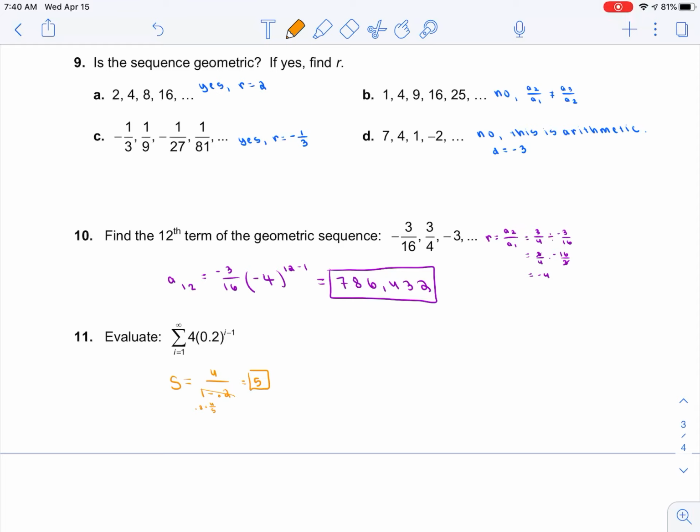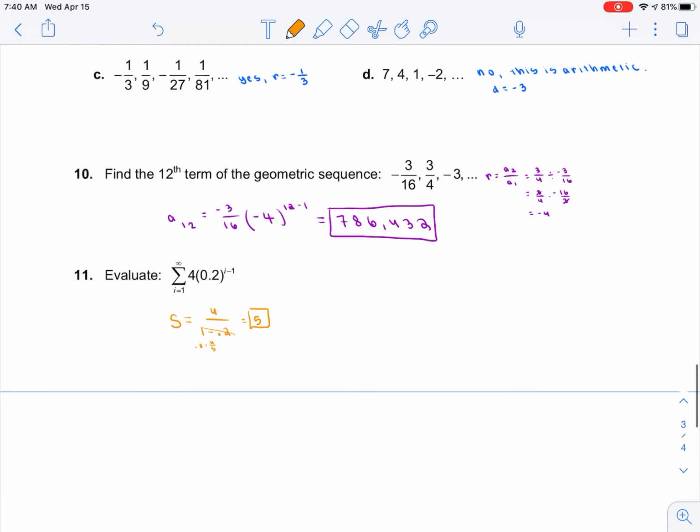Well, remember, we need the first term, which was given. And then to find the 12th term, we need to know what that common ratio is. So I did that little trick of dividing A2 by A1 and getting that value of -4 as my common ratio, which obviously does work for the next term as well. You can fill that in and then fill in a 12 for n, and that'll give you that value of 786,432.